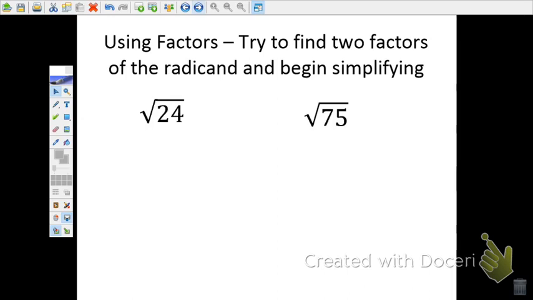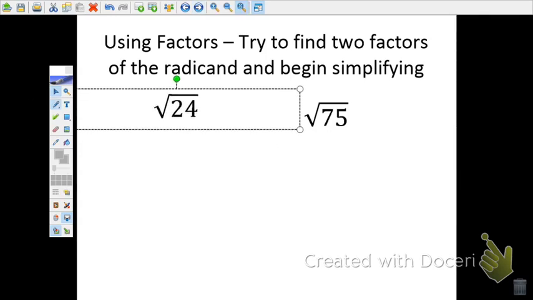One of the methods is using factors. When you use factors, you don't need to know your perfect squares. We're just looking for any factors that multiplied give us that number. So what we do is we use a factor tree.